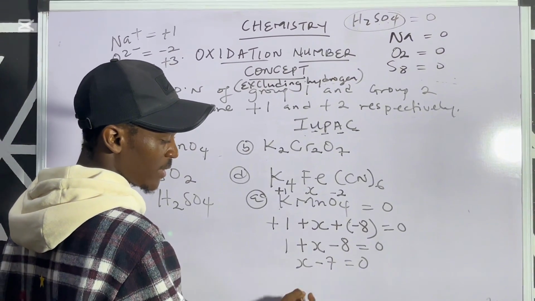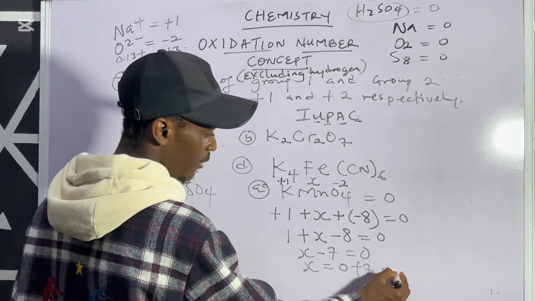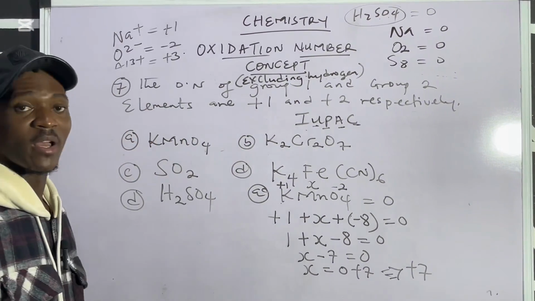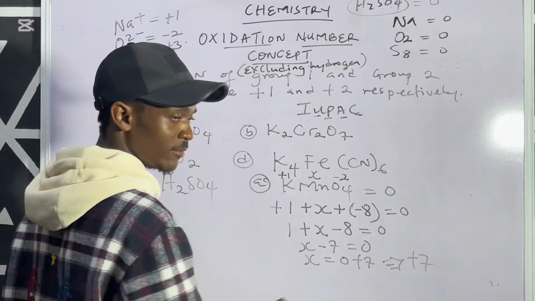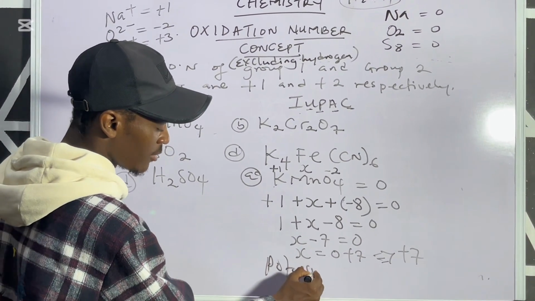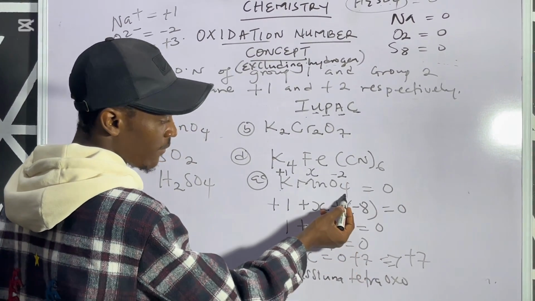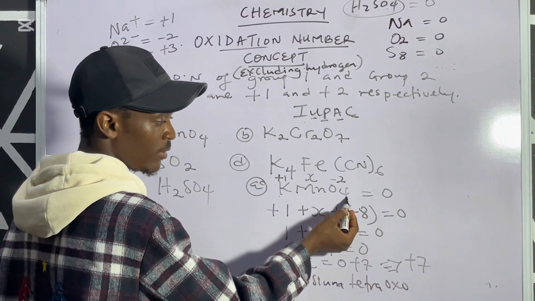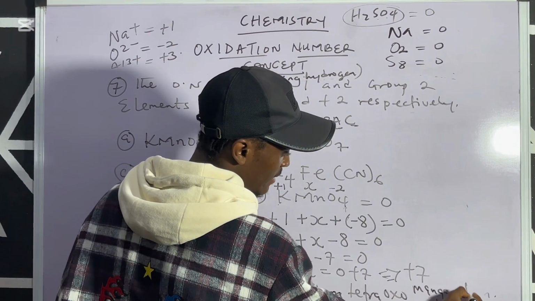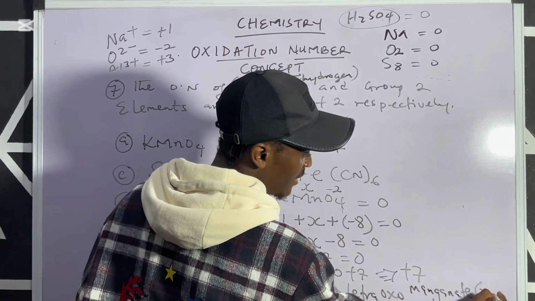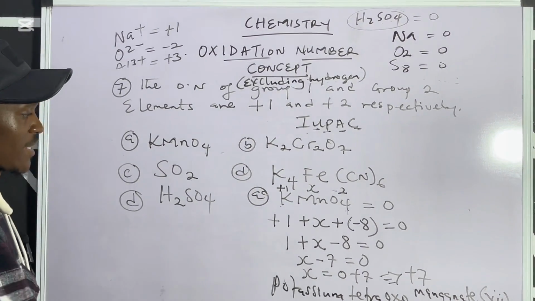So that gives us what? If we want to get X, that should be X equal to 0 plus 7. If you move this -7 to the other side, we are going to arrive at what? +7. So hence, the name of this compound is potassium tetraoxomanganate(VII). Potassium tetra, also, because of this 4 number here. All right, tetra stands for 4. So tetra also, then manganate, then 7. The Roman numeral of 7 is VII. So you work with Roman numerals and not with the numerical values. All right, so that's the name of this compound.